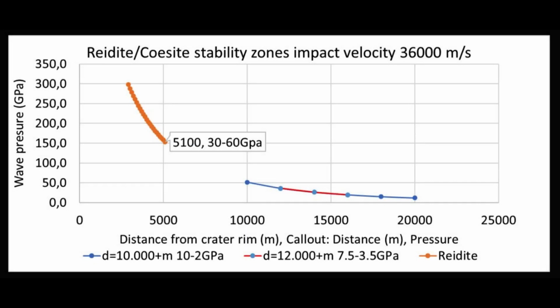Such an impact would create high-pressure polymorphs of different minerals, especially quartz. These polymorphs can survive in stability zones around the crater. The brown line shows the stability zone for rhyodite, and the blue line the stability zone for coesite. The above-hurricane winds would pick up such grains and bombard everything in the vicinity.